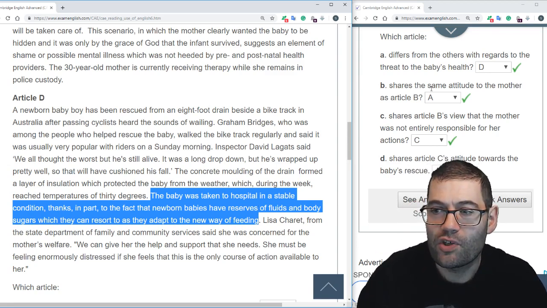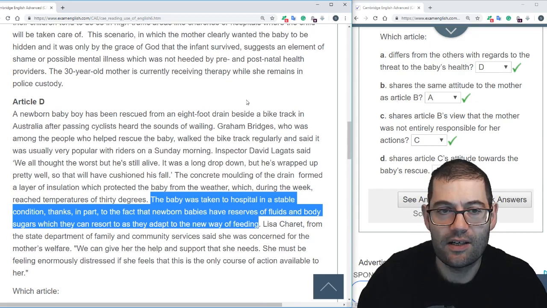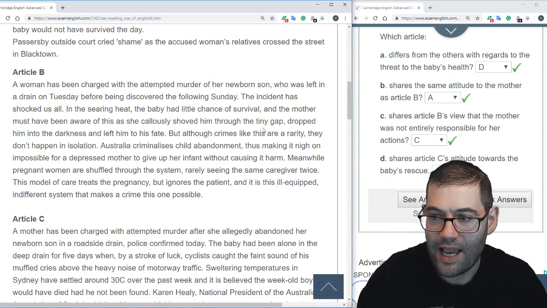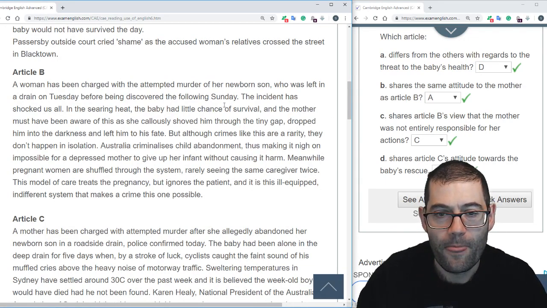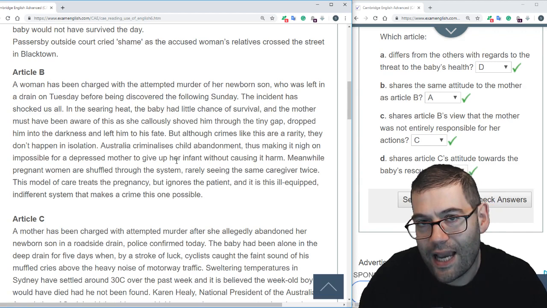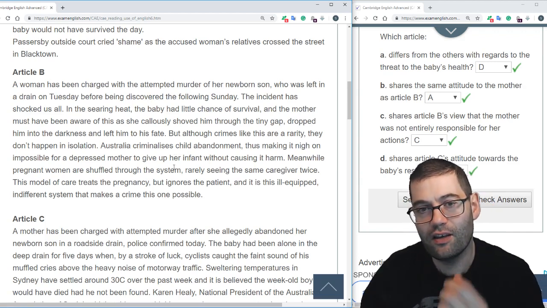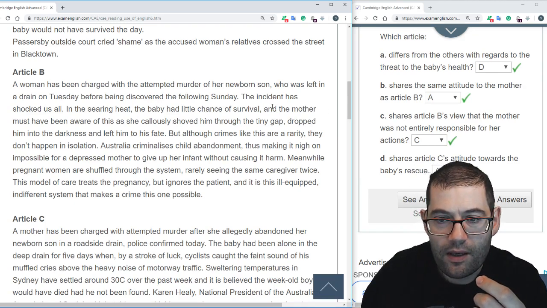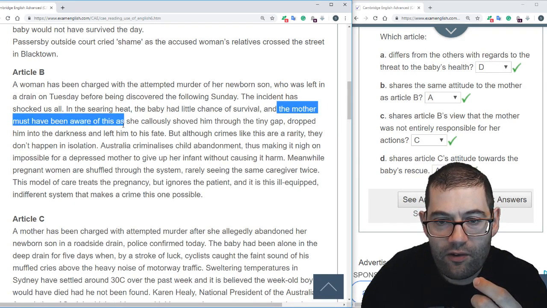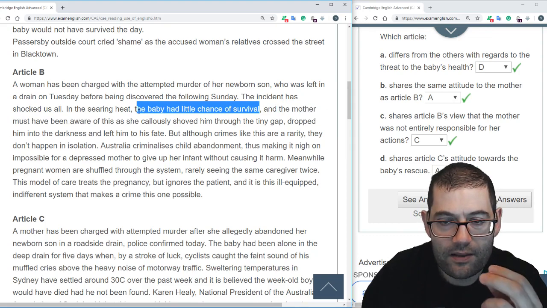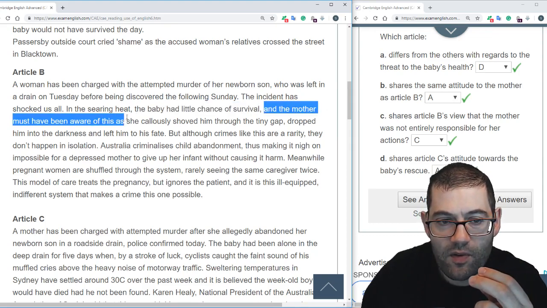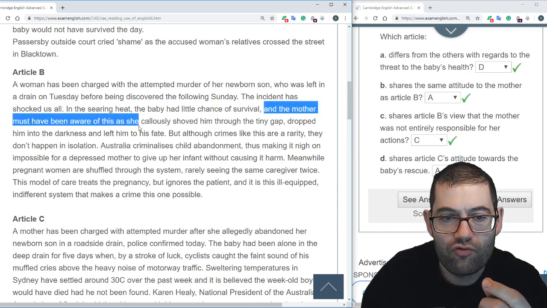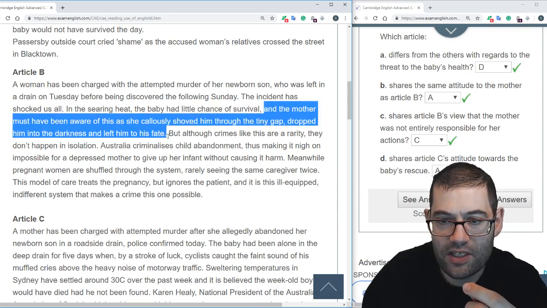For question B, shares the same attitude to the mother as article B. So let's go to article B and let's see if we can find this attitude of the mother. And this attitude is something that we find through the choice of verbs. In this case, the mother must have been aware of this, that the baby had little chance of survival. The mother must have been aware of this as she callously shoved him through the tiny gap, dropped him to the darkness and left him to his fate.